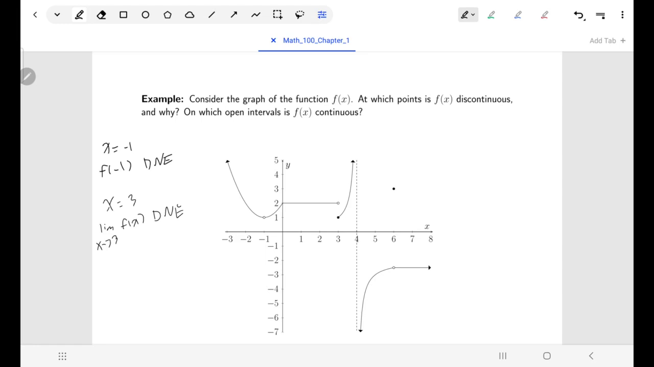And I can also say the same thing is happening at 4. Also, the limit there does not exist. At 3, the limit doesn't exist because the graph is approaching two different real numbers. Here, the limit doesn't exist because the graph is approaching infinity on the left side and on the right side. Either way, that's another reason why we have a discontinuity.